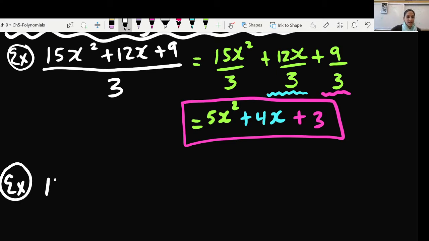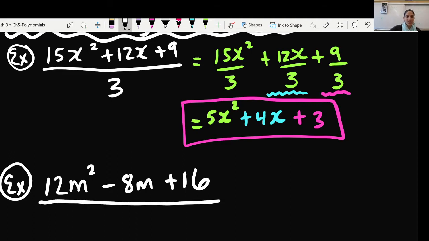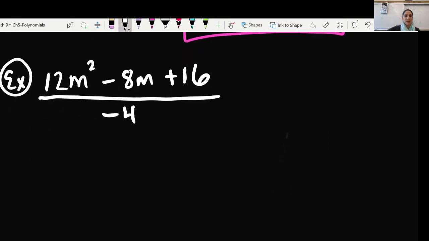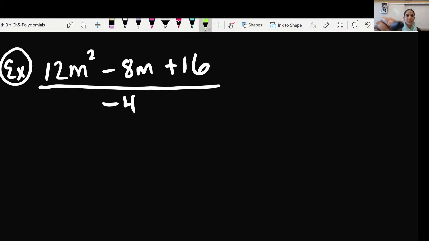Okay, let's look at a variation of this. 12m squared minus 8m plus 16, but this time the whole thing is divided by a negative, so it's divided by negative 4. And I'd like to take a similar approach again. First step, and this is what I really want to encourage you to do: I know you can probably spit out the answer by looking at it and going really fast, and that's the pattern I've noticed many of you doing.